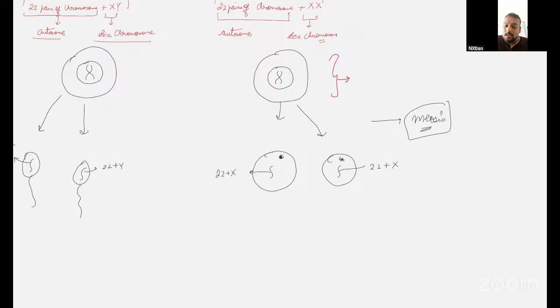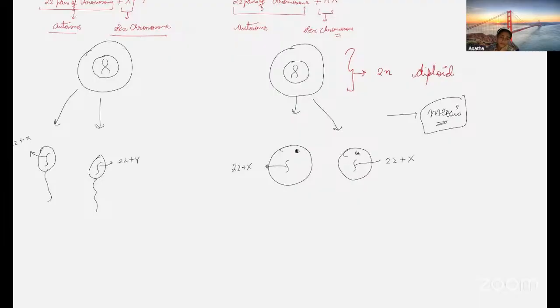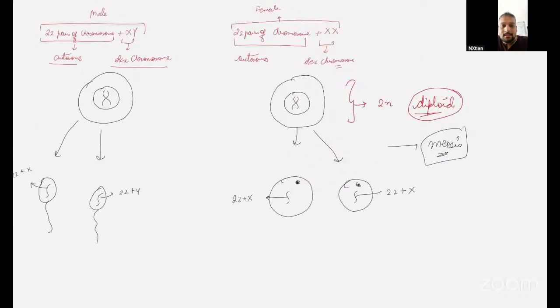This situation in which the number of chromosomes is double, the 2n condition, is called the diploid stage. When are chromosomes doubled? Here it is half, and here it is double the half. For example, here it is 44 plus XY, and here it is 22 plus X. So when is it called the diploid stage?